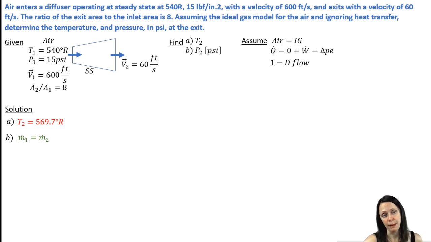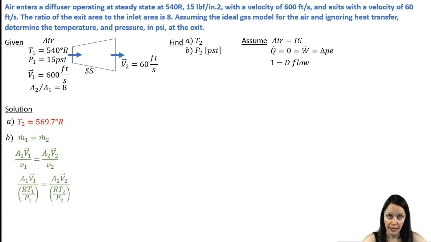Now I need to find P2, and for that I'm going to use my conservation of mass. So my conservation of mass tells me that m dot 1 and m dot 2 are equal to one another. And if I assume 1D flow, I can put those m dots in terms of area times velocity over specific volume. The way I'm going to handle the specific volume is I'm going to use my ideal gas law, so RT over P.